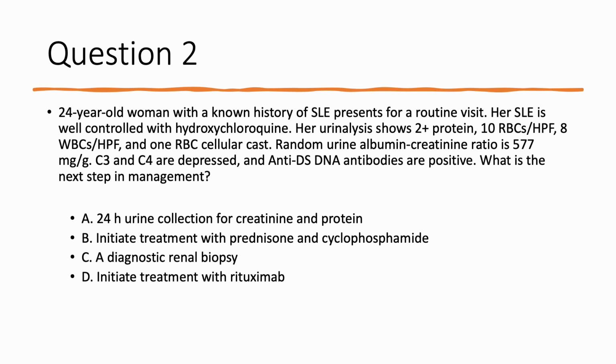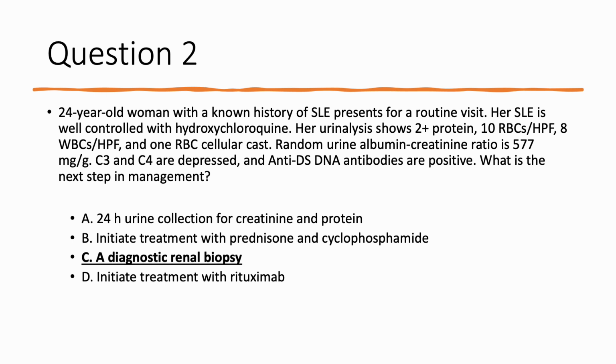So this is like having 577 milligram of albumin per 24 hours. C3 and C4 are both depressed. Anti-double-stranded DNA antibodies are positive. What is the next step in the management of this patient? A, 24-hour urine collection for creatinine and protein. B, initiate treatment with prednisone and cyclophosphamide. C, a diagnostic renal biopsy. Or D, initiate treatment with rituximab. The answer is going to be on the next slide, so you can pause here if you like.